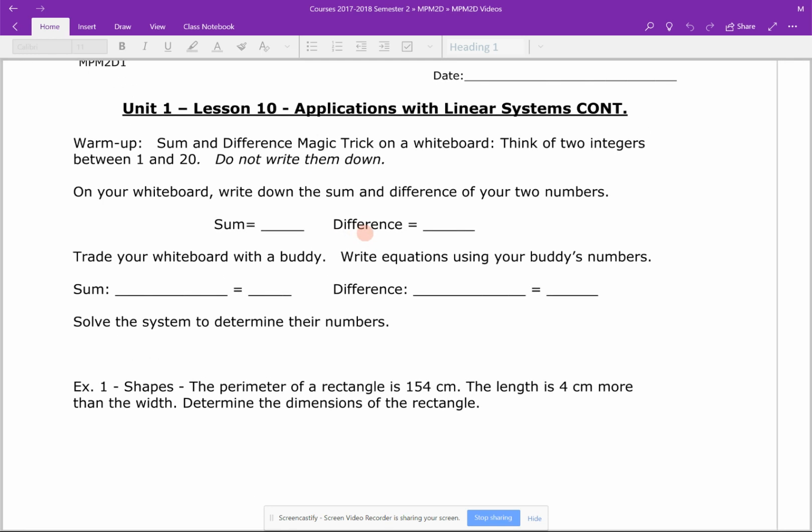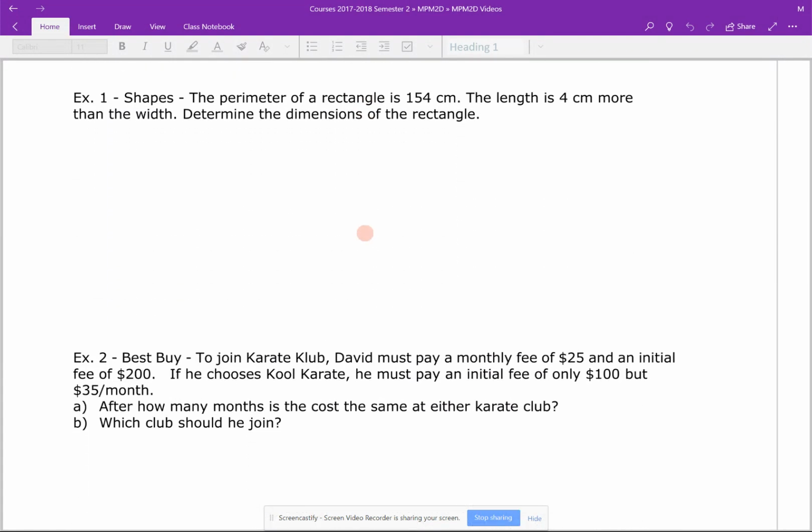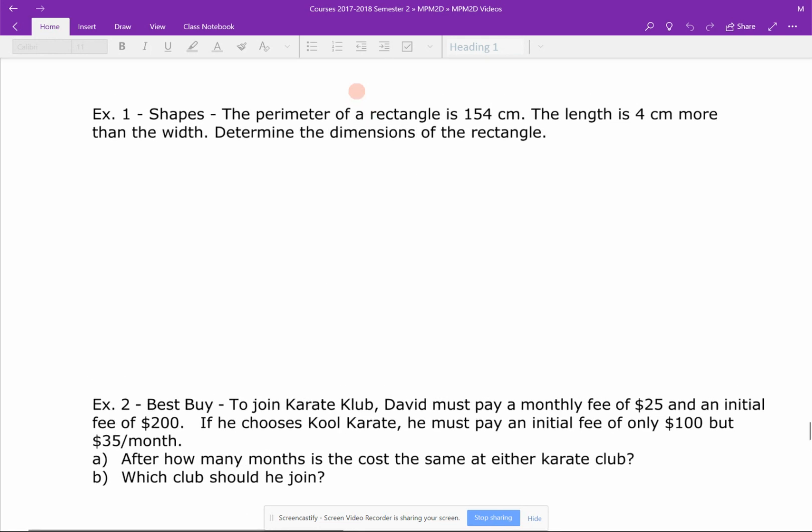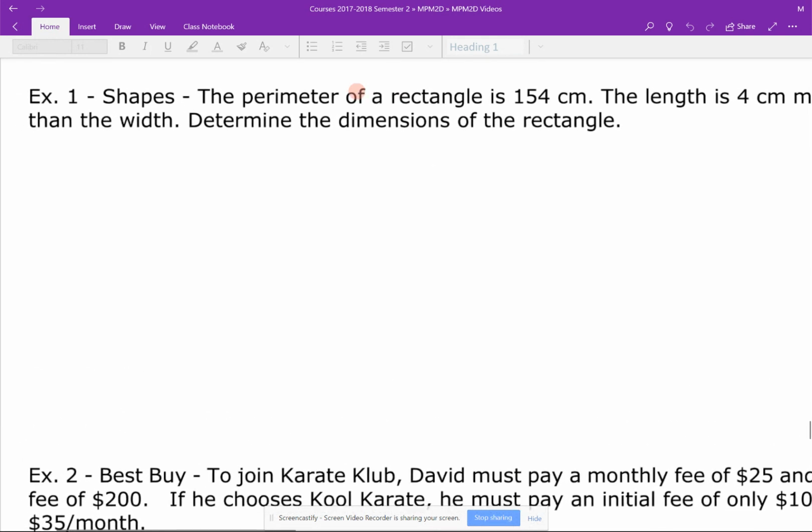Unit 1, Lesson 10. Let's look at some more examples of applications to linear systems. So let's look at shapes. The perimeter of a rectangle is 154 centimeters. The length is 4 centimeters more than the width. Determine the dimensions of the rectangle.